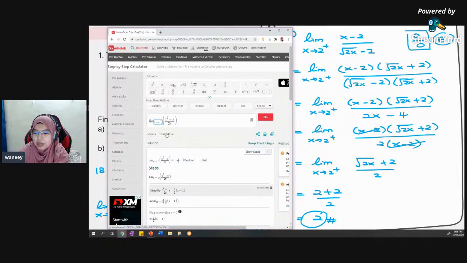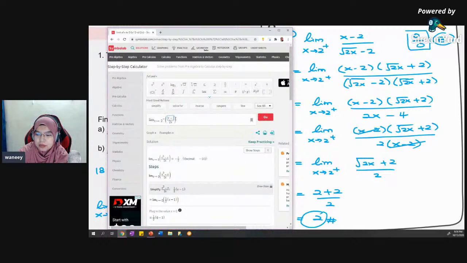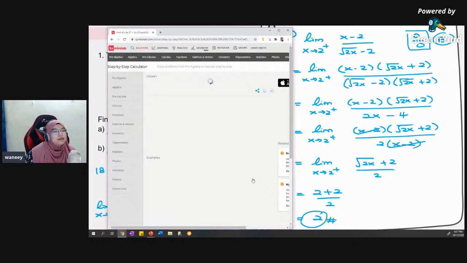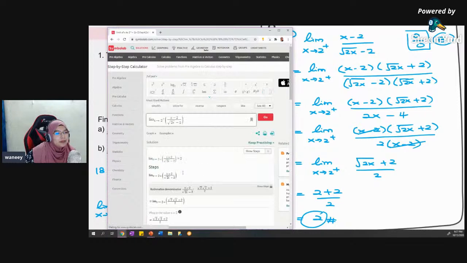So we have 2 on the right hand side. So 2 kuasa positif. And then function dia adalah x minus 2 over square root. So atas ni kalau perasan dia ada square root tau. So klik kat sini, square root. Okay, square root of 2x minus 2. Okay, lepas tu kita tekan go. Okay, so betul lah. Jawapan dia sama dengan 2.